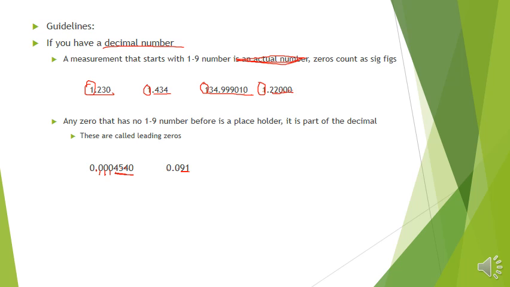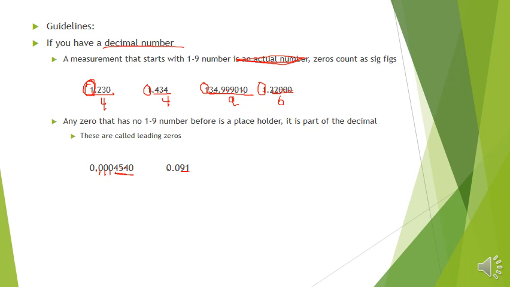Think about when you have decimal point numbers, which we use most of the time in our class: if the first number is a non-zero number, 1 through 9, then every number after it, including that number, is a sig fig. So this would have 4 sig figs. This would have 1, 2, 3, 4. This would have 1, 2, 3, 4, 5, 6, 7, 8, 9. And this would have 1, 2, 3, 4, 5, 6.